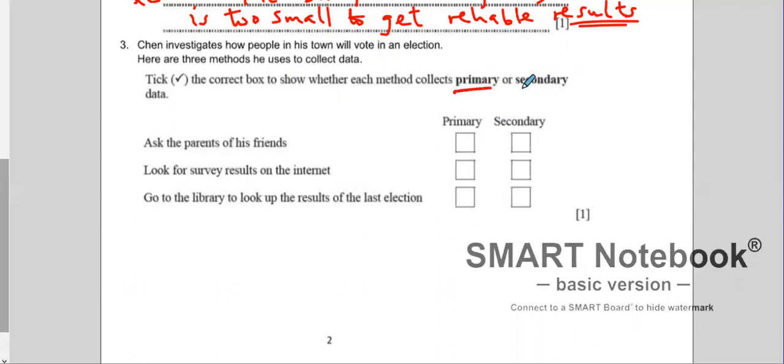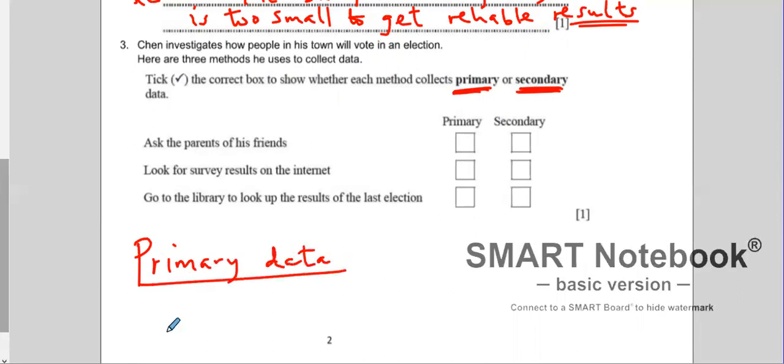All right, so you have to know the difference between primary and secondary data. Basically, we say primary data is data that you collect yourself. So this primary data is the data which you collect yourself. You have to collect yourself. See that?